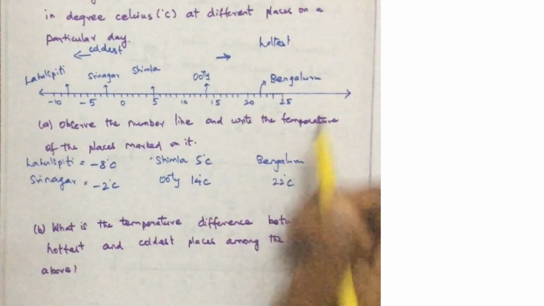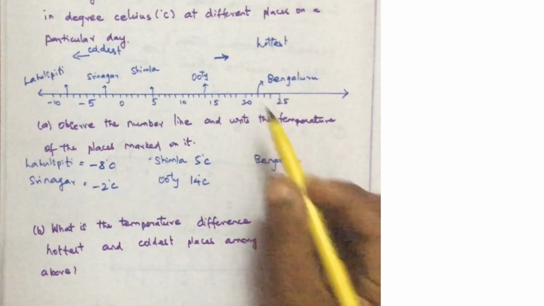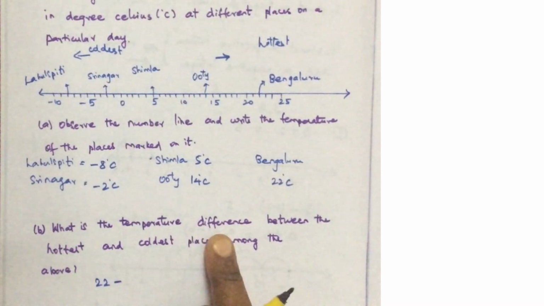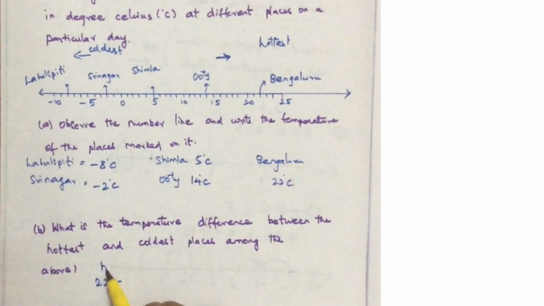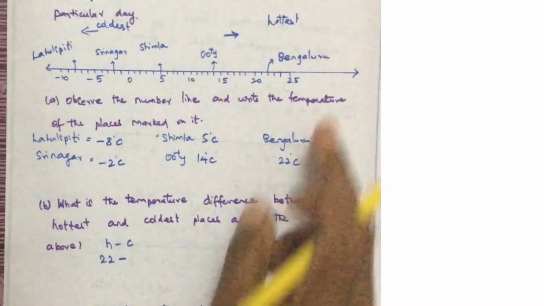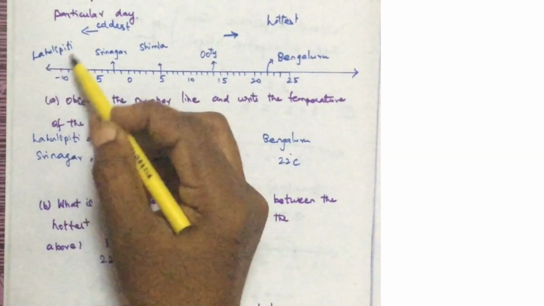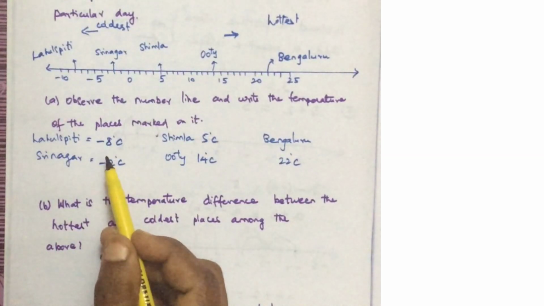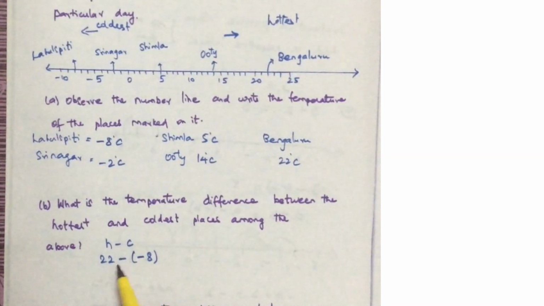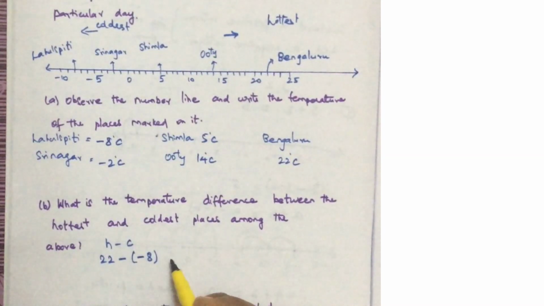What is the hottest place? Bengaluru. The temperature of Bengaluru is 22. Minus, temperature difference means you have to subtract: hottest minus coldest. Which is the coldest place here? Lahul Spiti is the coldest place here. What is the temperature there? It is minus 8. So this is the temperature difference between the hottest and coldest. The temperature of the hottest is plus 22 degrees Celsius and the temperature of the coldest is minus 8 degrees Celsius. Now how to solve this?